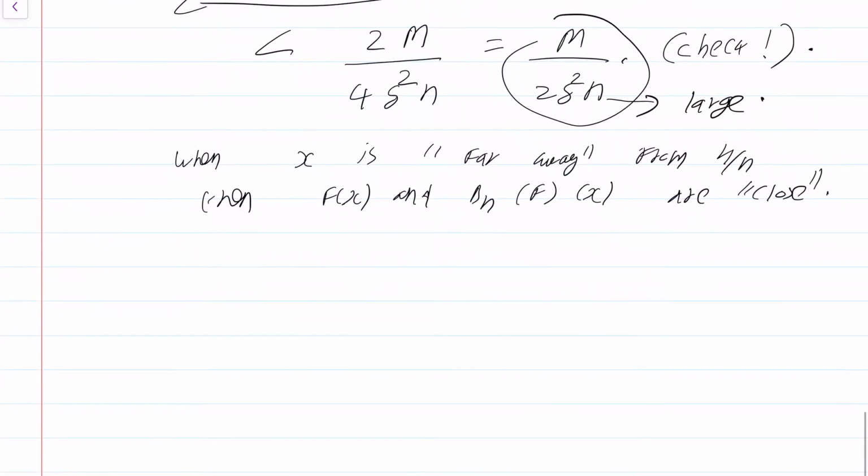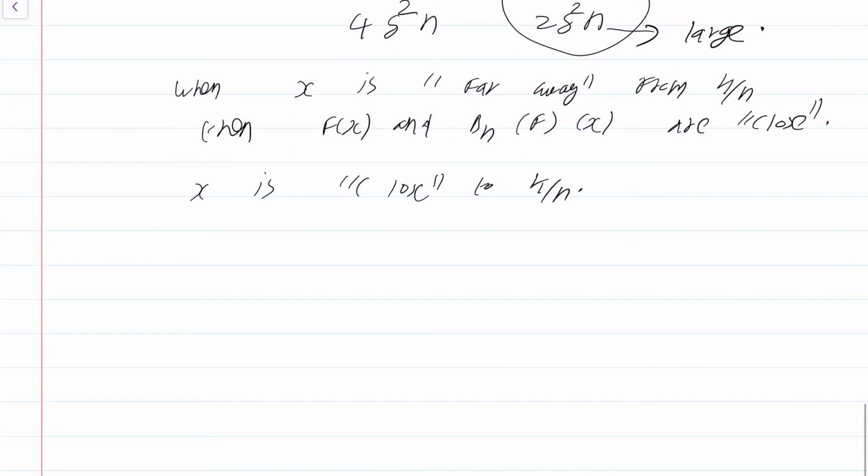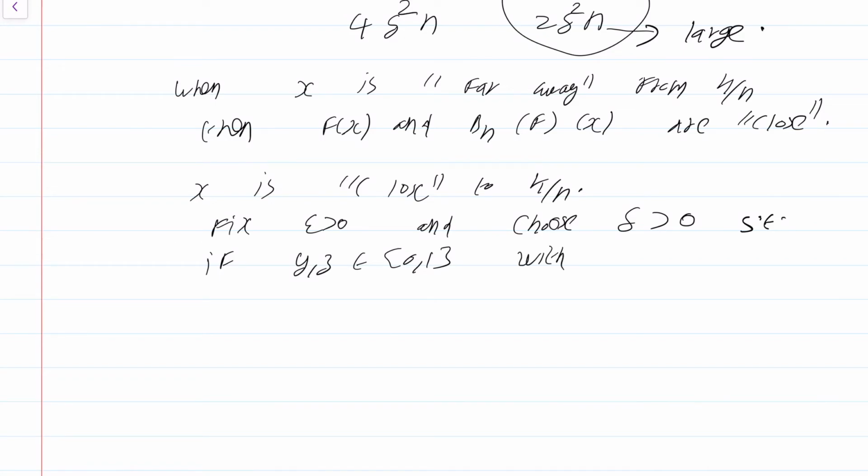Now we have to deal with those points for which x is close to k by n. So what we have essentially done is we are splitting the sum into two parts, those for which k by n is close to x and those where k by n is far away from x. So we fix epsilon greater than 0, and now we are going to choose delta appropriately to get what we need. Choose delta greater than 0 such that if y, z are in the closed interval 0, 1 with mod y minus z less than delta, then mod f of y minus f of z is less than epsilon. We can do this because f is uniformly continuous.